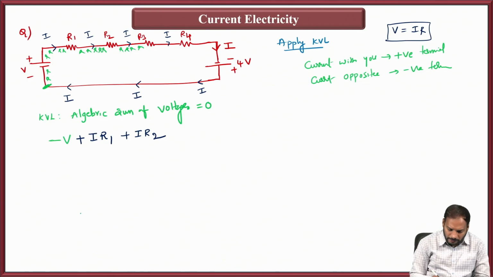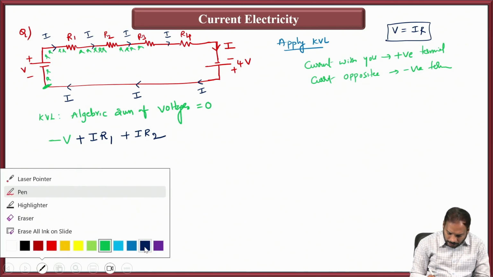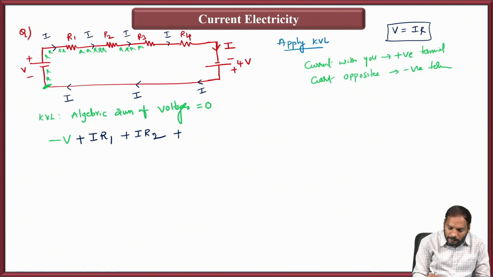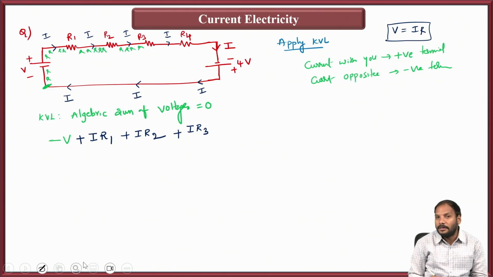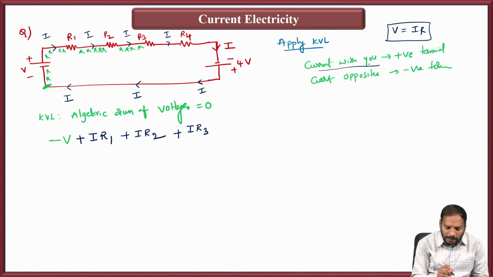Now I am at R3. When I am at R3, try to understand and observe the current. The current is with me. So try to consider the same logic that I will apply in mesh and nodal analysis also. If the current is coming with me, here I'll take it as a branch current or a loop current, because it is a single loop.